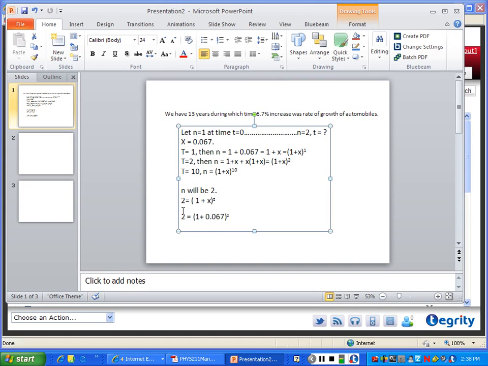So I'm going to leave the rest to you on this one. That's the equation that will get you from unit of automobiles 1 to 2 in a certain time span. The z is the thing we're looking for. How many times do we have to repeat this to get to double from 1 to 2 at a 6.7% increase?